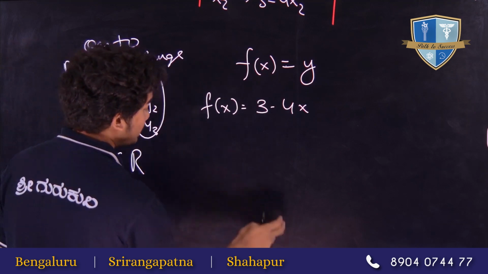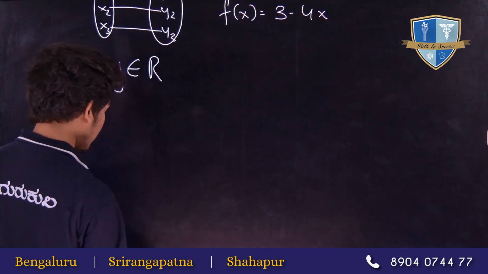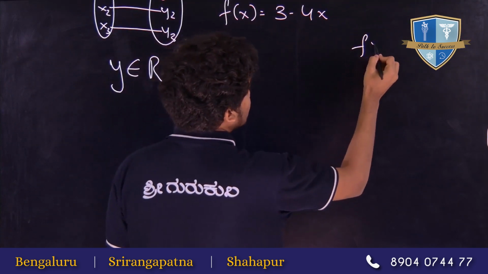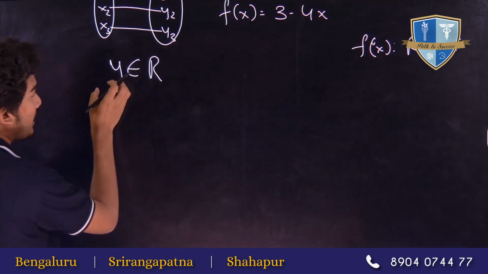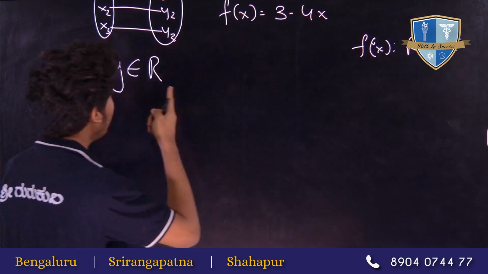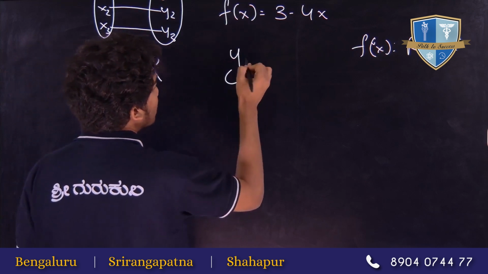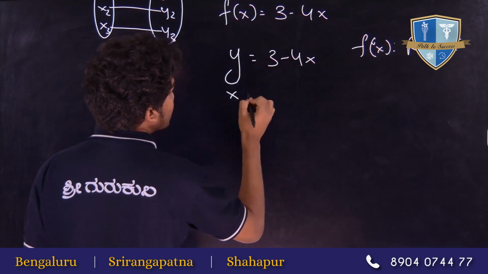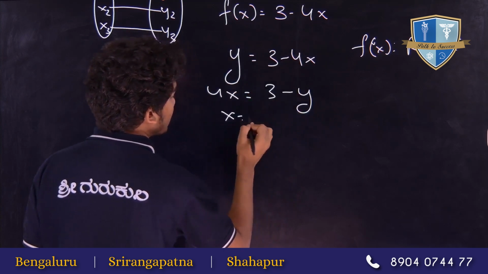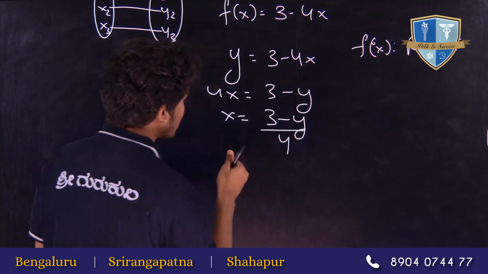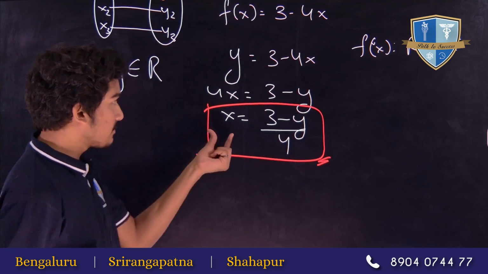The function given in the question is defined on R to R, correct? So f of x is defined on R to R. So this is our range and this is our domain. So for some y in our range, there will be an existing value in our domain, which is x. So if this is y, it means y is equal to 3 minus 4x, or 4x is equal to 3 minus y, and x is equal to 3 minus y by 4. So this is the value of x that will be existing in our domain and satisfying this equation.